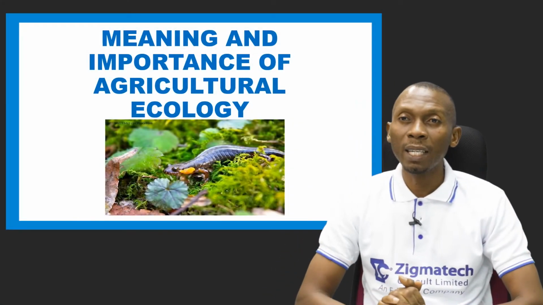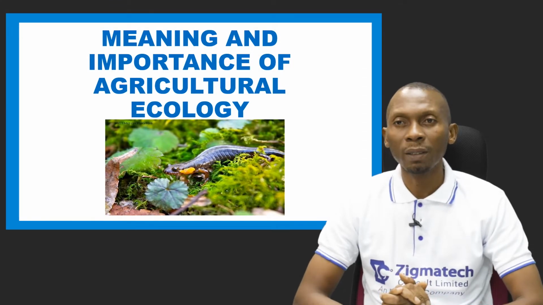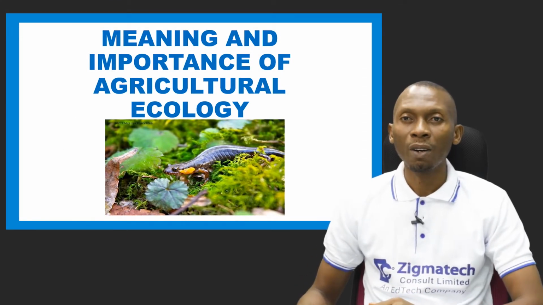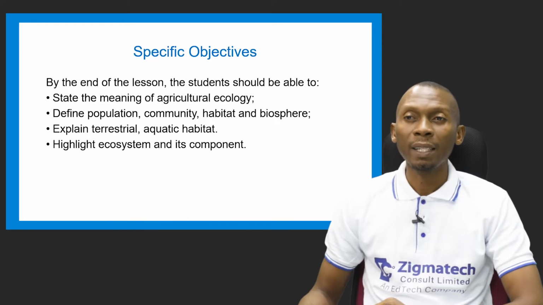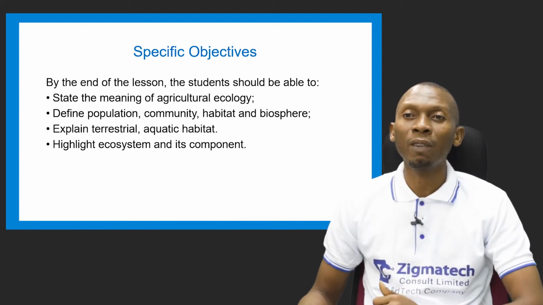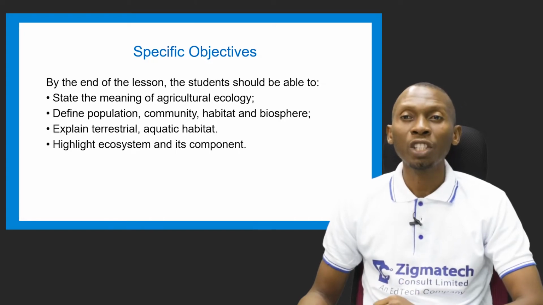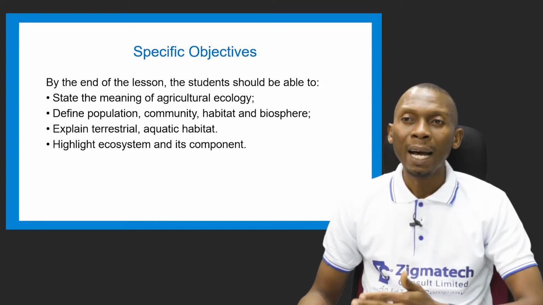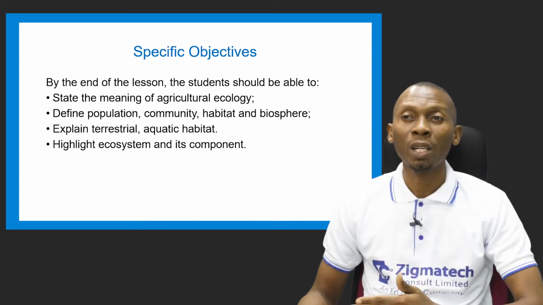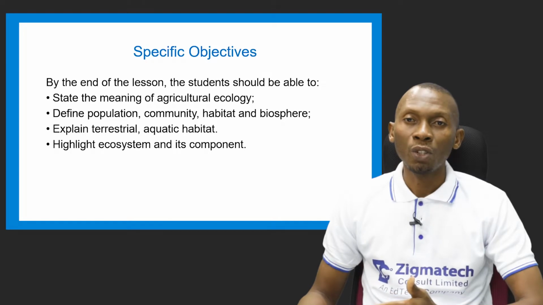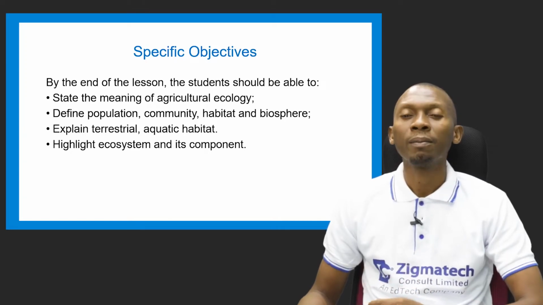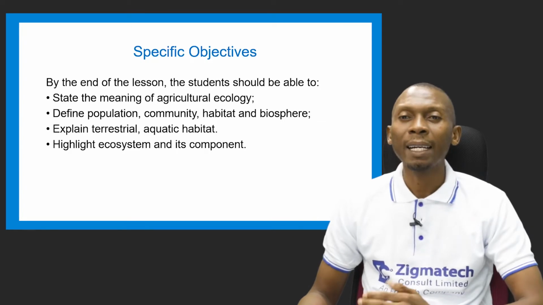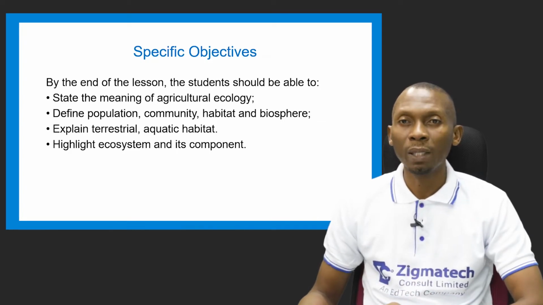So our topic for today is meaning and importance of agricultural ecology. And by the end of this lesson, you should be able to state the meaning of agricultural ecology, define population, community, habitat, and biosphere, which are basic concepts of ecology. You should also be able to explain terrestrial and aquatic habitat. And finally, you should be able to highlight the ecosystem and its components.